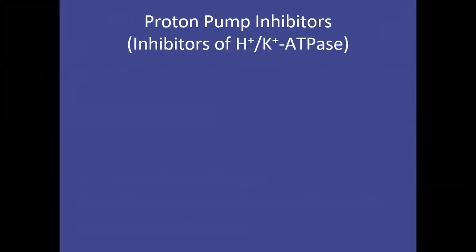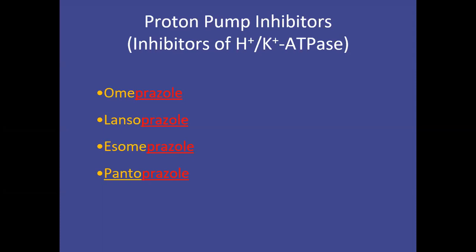The most important, most widely used class is the final common pathway inhibitors, proton pump inhibitors, which are the converging pathway. Whatever the type of stimulant, gastrin, acetylcholine, or histamine, eventually it is the activation of the proton pump which culminates in the decrease in pH of the stomach. We will be discussing four drugs in this class: omeprazole, lansoprazole, esomeprazole, and pantoprazole. Any drug which ends with prazole is a proton pump inhibitor. Okay, very easy for you.